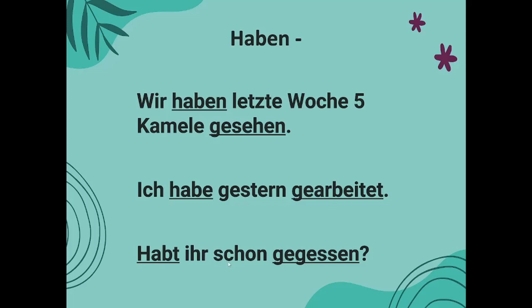Habt ihr schon gesehen? So we have already seen this verb sehen. Sehen is to see. It always takes haben. Habt ihr schon gesehen? So G, and then at the end en, and this is a special one, so there is one more ge in between the G and the actual verb. Ge. Okay, so these are the examples where haben will be used. So here all these sentences are your present perfect tense.